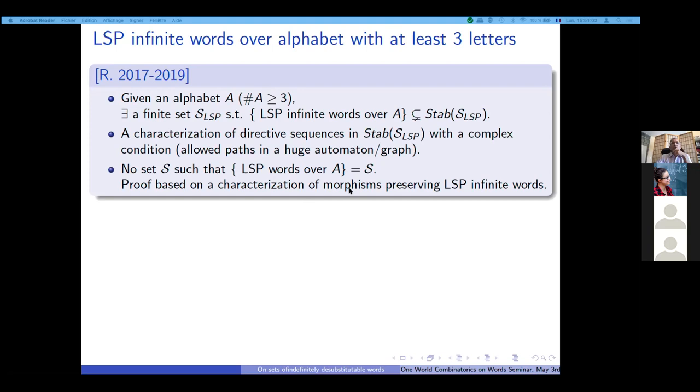we know the morphisms that preserve LSP infinite words. Instead of that, as is very often done in some other works, we can find a set of substitutions such that the set of all LSP words belongs to the stable set of this set of substitutions. The set is finite, but not all elements of the stable set are LSP words. And there exists a characterization of the stable set of directive sequences that allow us to have LSP words.